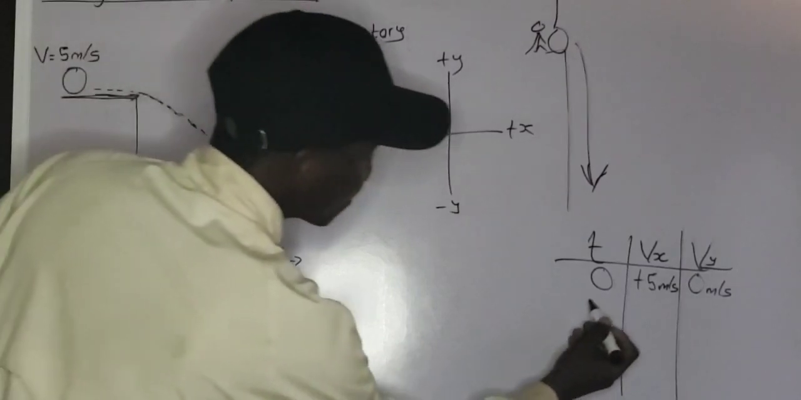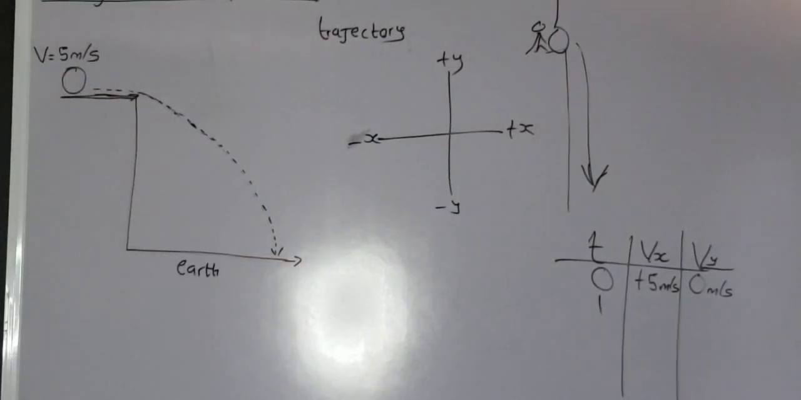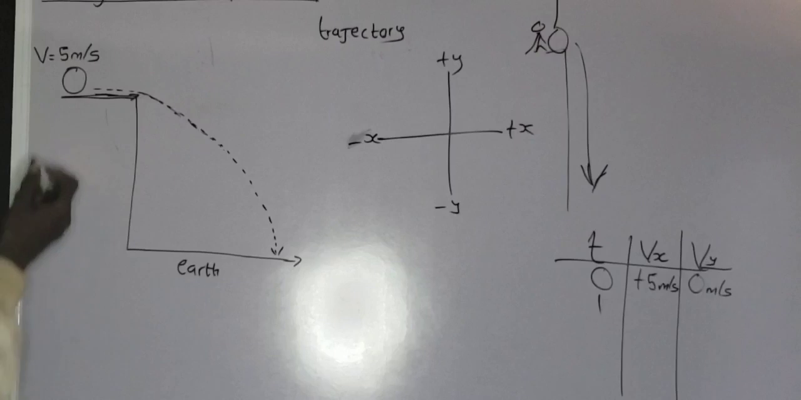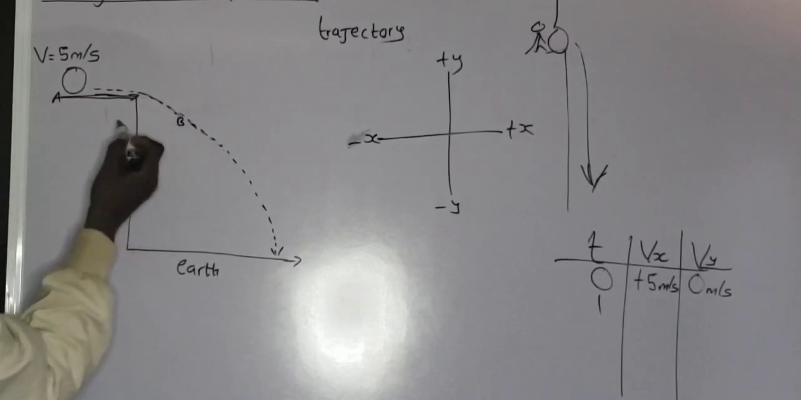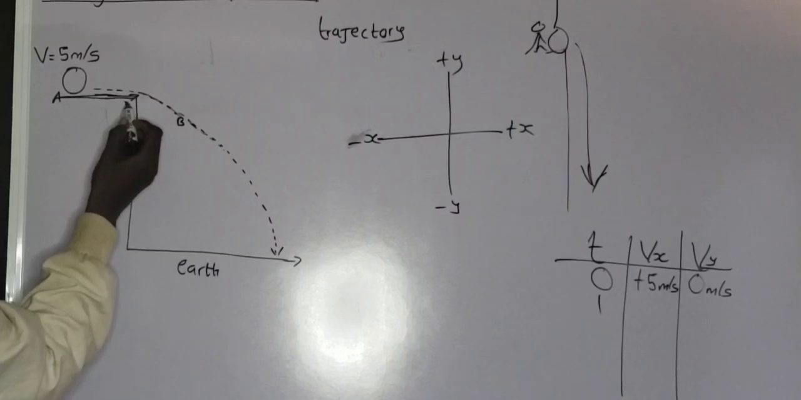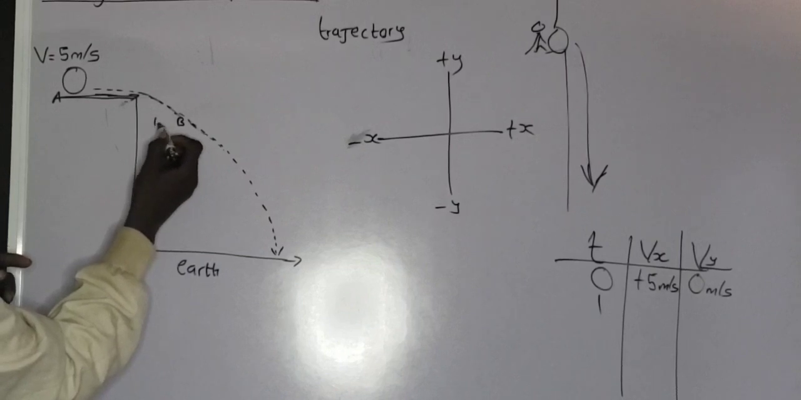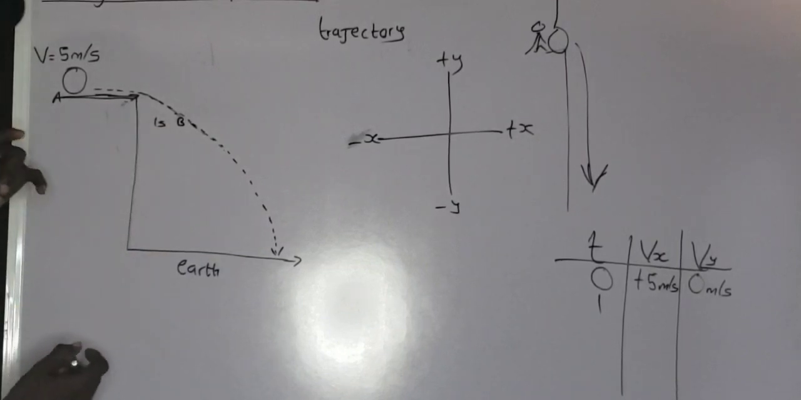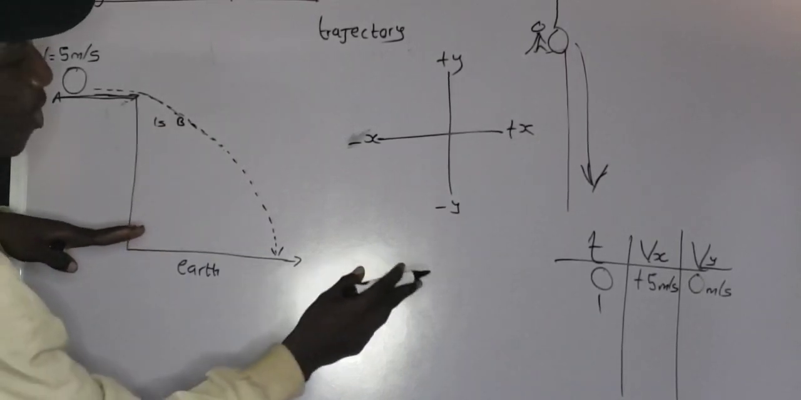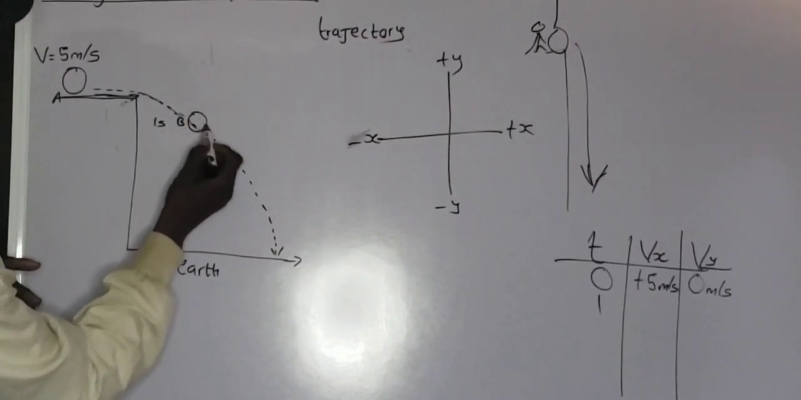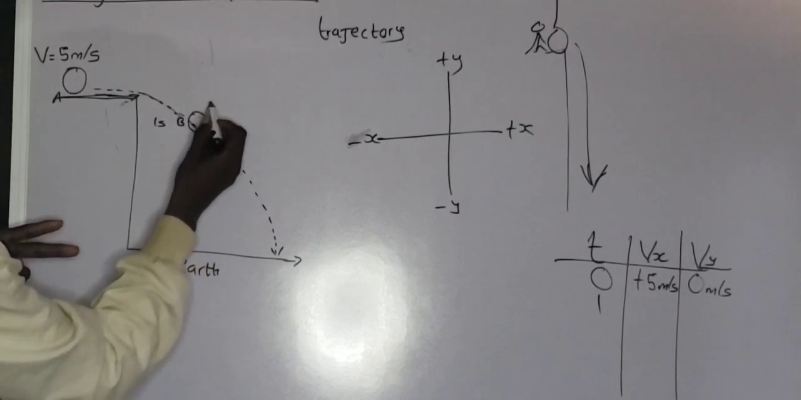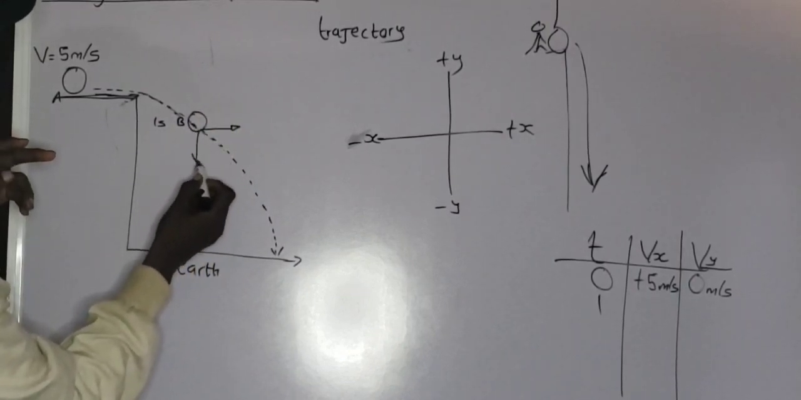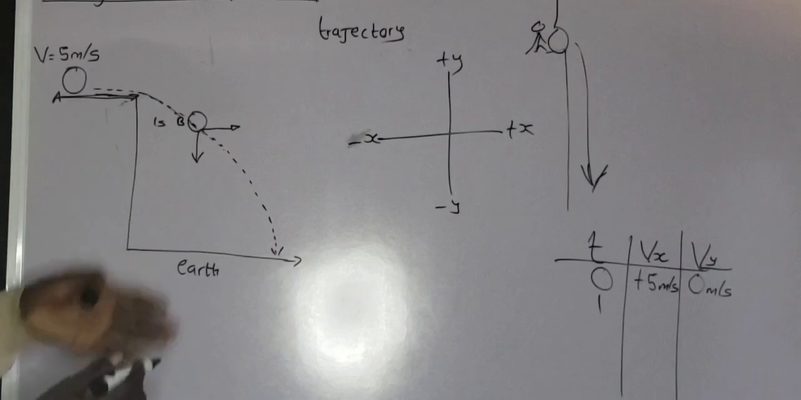Now, at 1 second, what is the velocity of the ball along the horizontal axis? Let me call this point A and this point B. At 0 seconds is point A, and point B is 1 second. So what is the velocity of the ball when the ball got here? What is the velocity along the horizontal axis, and what is the velocity along the vertical axis?